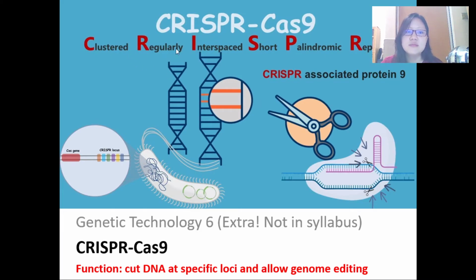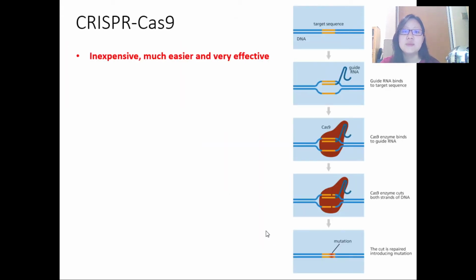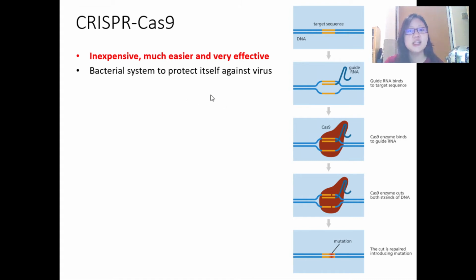CRISPR stands for this really long thing that I'm not going to even read. Okay, it doesn't matter. And Cas9 stands for CRISPR-associated protein 9. Now, this technology allows you to cut DNA at specific loci and allow genome editing. It is inexpensive compared to other methods. It is much easier, it's very elegant, and it's very effective. It was initially found in the bacterial system, used to protect itself against viruses, and this is how it works.